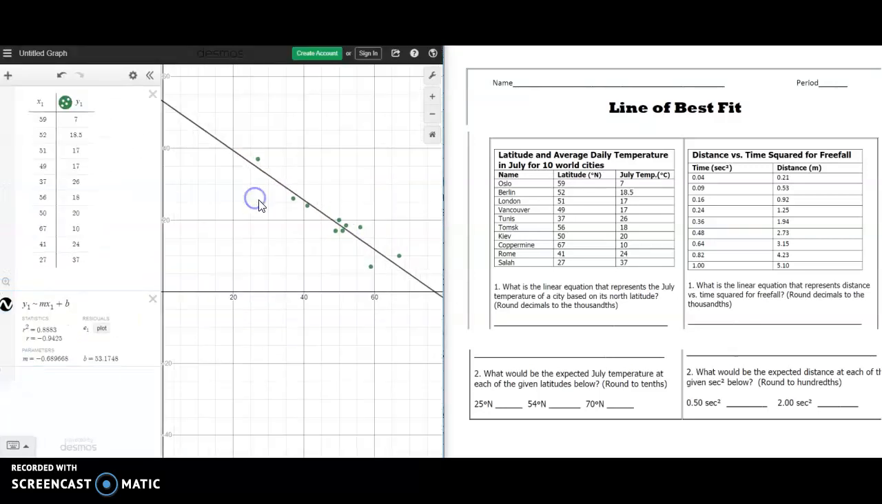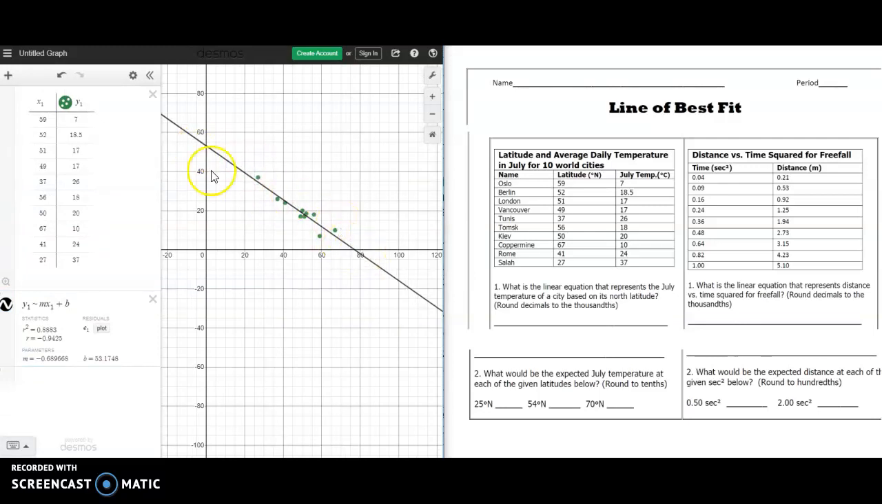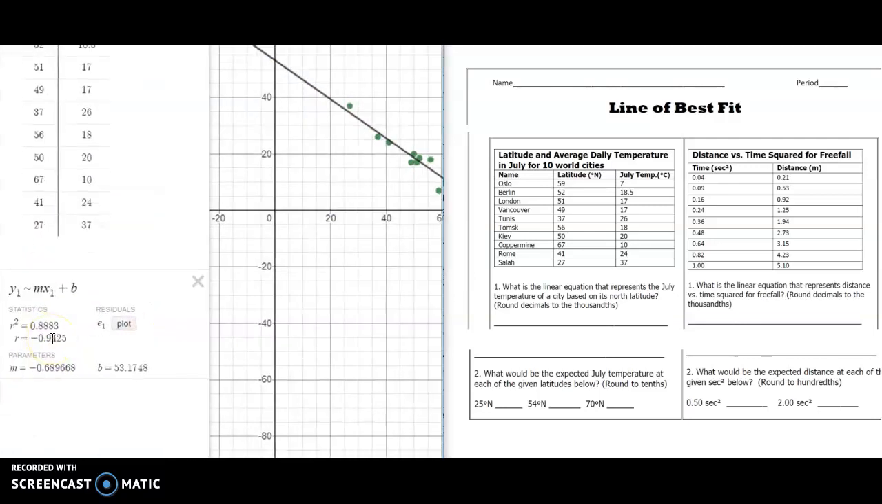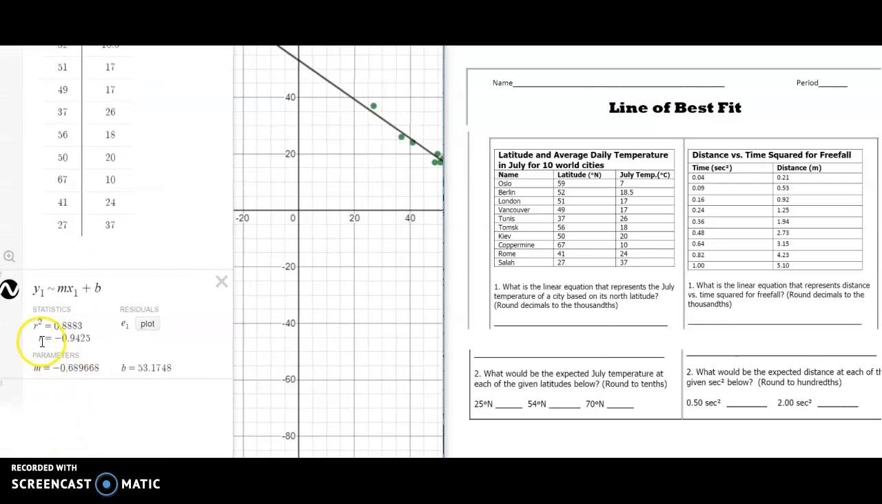And as you can see, this is the line of best fit that best fits these numbers, and it is decreasing. We will talk about the r and the r squared, our correlation coefficients, later on. But for now, let's focus on the equation. So we are going to write the equation.